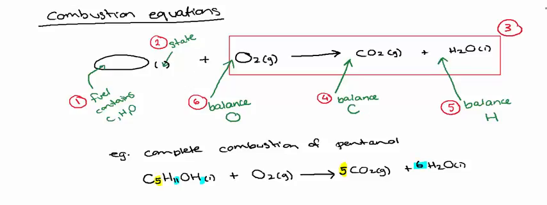Lastly, we need to balance the oxygens. On the right-hand side, we've got 5 lots of 2 oxygens, so 10 there, and then 6 lots of 1 oxygen, so another 6. That's 16 oxygens on the right-hand side. Coming back to the left-hand side, we've got 1 in the fuel, which means that we need 15 to be added by our oxygen.